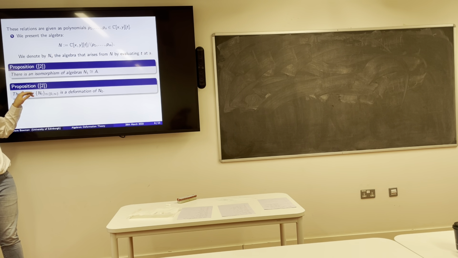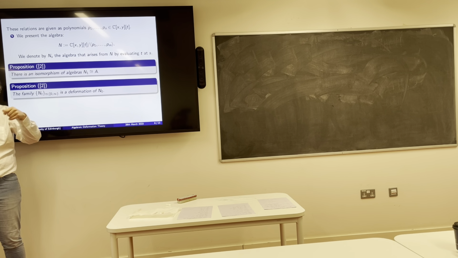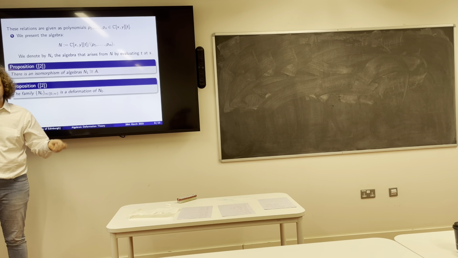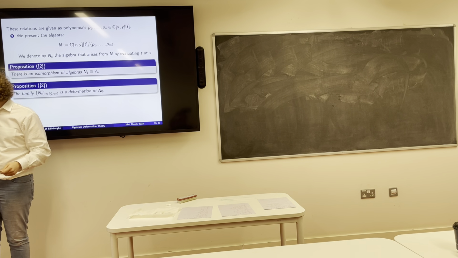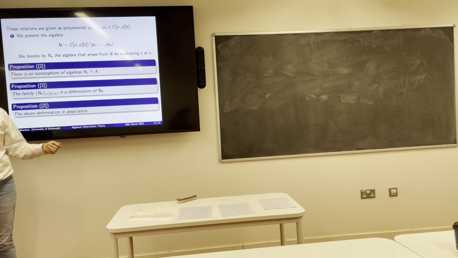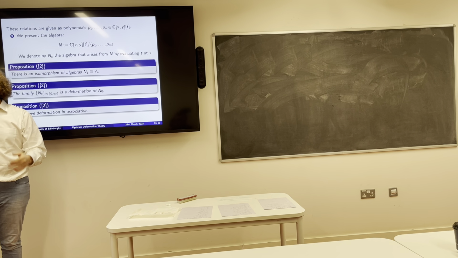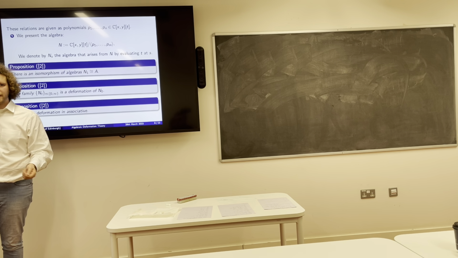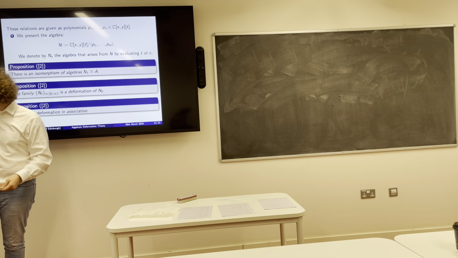The next proposition is that the family that you get from this actually does give you a deformation that satisfies the definition from earlier, which is quite non-trivial. How would I recover this multiplication? It's in general not an obvious thing to do. And then finally, this deformation is associative as well. So through these elementary methods, we have gotten a real deformation in the sense that we wanted, because of course in all of our mathematics, we usually want things to be associative.